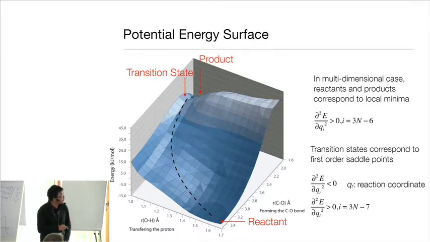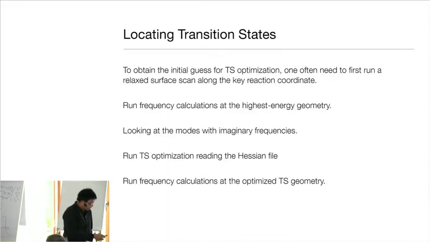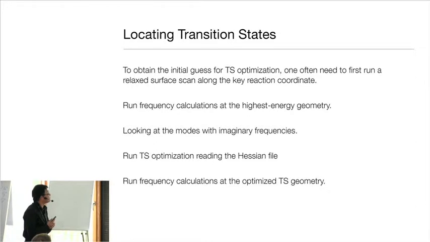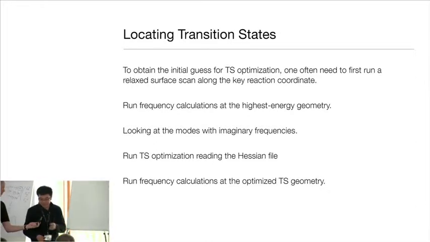It means only one of these second derivatives is negative, and the rest of them are positive. It means you only climb up in one direction, not two. You can climb one here. And then, technically, we want to calculate the transition state.